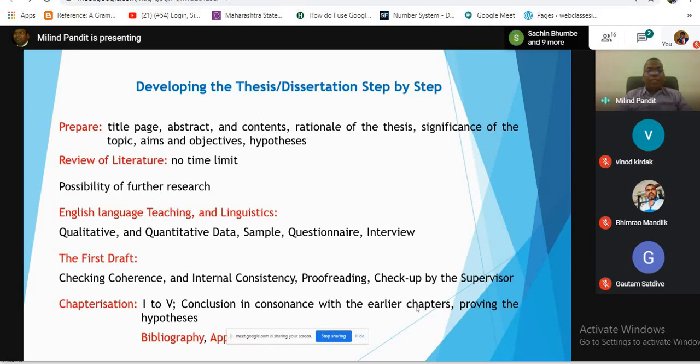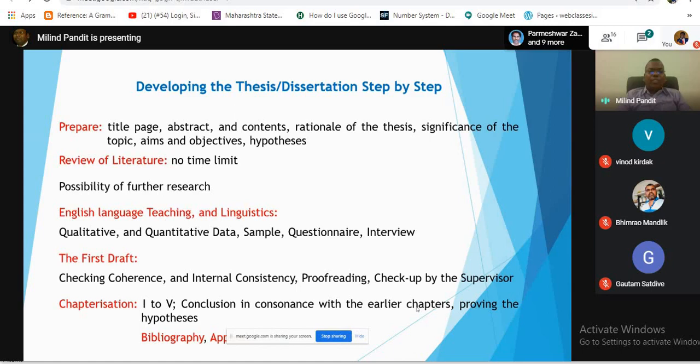Then we have the review of literature. Suppose I read a review of a textbook which is part of my research. Actually, review does not have limit of time. For example, a textbook upon the author I chose was produced as a review maybe some 20 years ago or maybe 30 years ago. I can still use it while reviewing it in my first chapter, in the first chapter of my thesis.